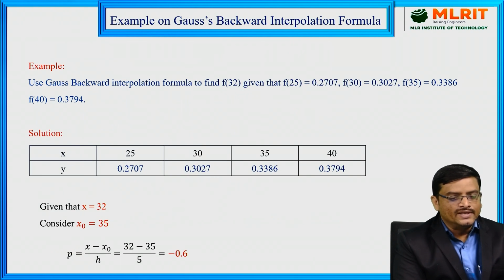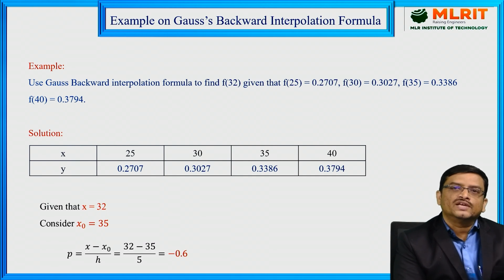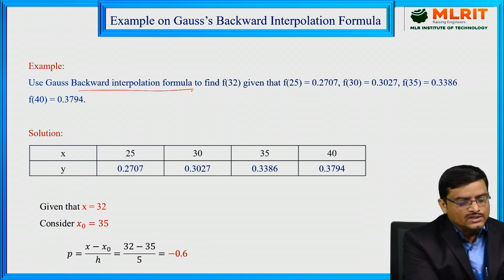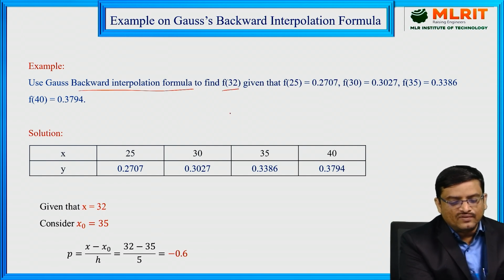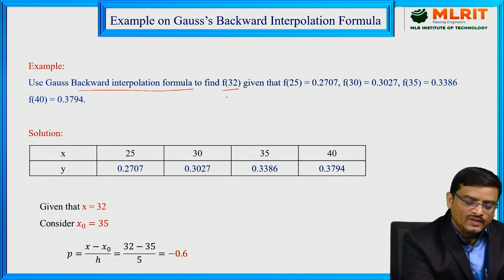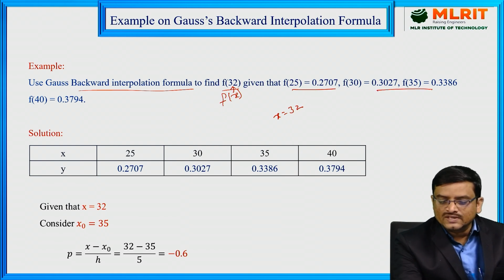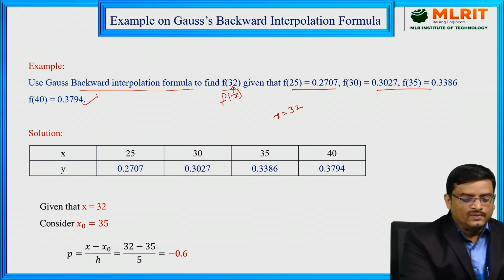Now we will take the example of Gauss backward interpolation formula. So how to choose this x naught value in order to get that P value as a negative value here. So use Gauss backward interpolation to find out f of 32. Whenever we are having f of 32, we have to represent this in the general form, that is in the form of f of x. From this we have to get our x value here. So x is equal to 32, and this is the data given like in the previous problem.